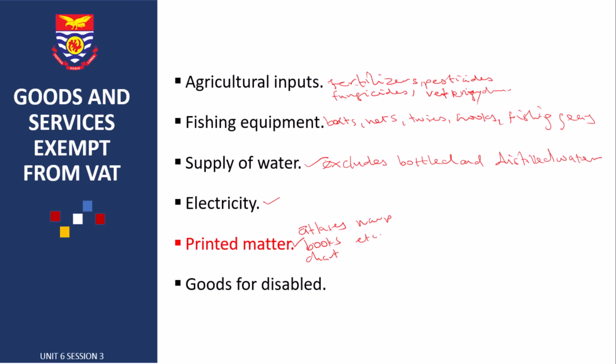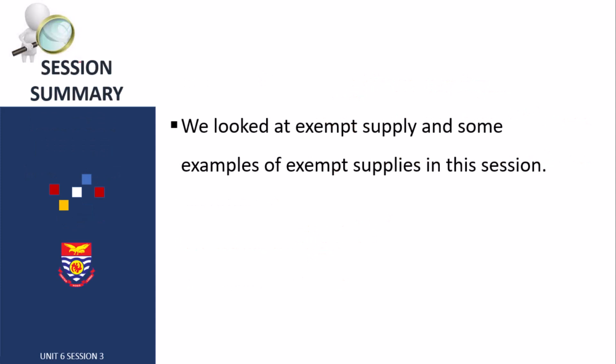Another good exempted from VAT is those for the disabled. So these are some of the goods and services exempt from tax. There are many. I would advise that you refer to your textbook for more examples under goods and services exempt from VAT. So this brings us to the end of today's session.